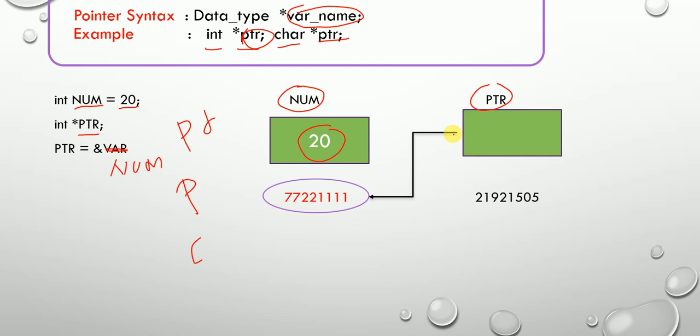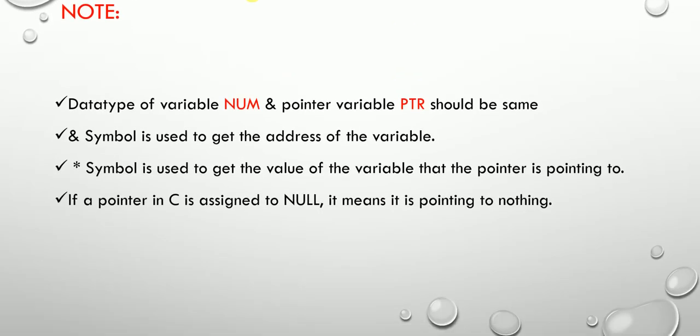So means that the pointer will have the address of the variable num, right? What is the address of this pointer? The address of the pointer is this one. Don't get confused. This is the value of num, and this is the address of the variable, which will be stored in ptr, means that the pointer will be pointing to that. Okay, so there are a few notes which you should remember.